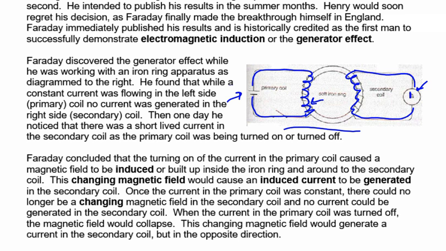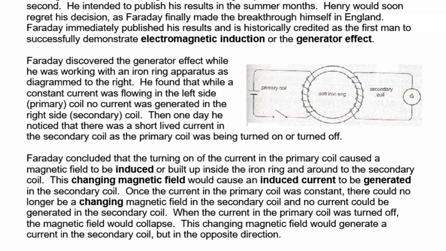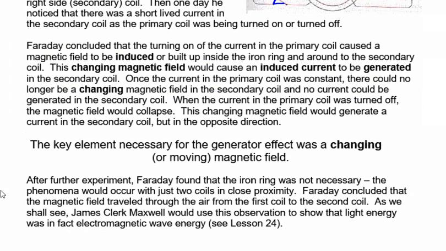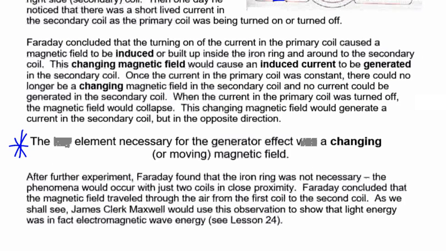But then he noticed that it did make some sort of difference right when he turned it on. Right when he flipped the switch, the needle would suddenly deflect for a second and then deflect back again, which was strange. He didn't really understand that. But why that turns out to be the case is this statement right here: the key element necessary for the generator effect was a changing or moving magnetic field.